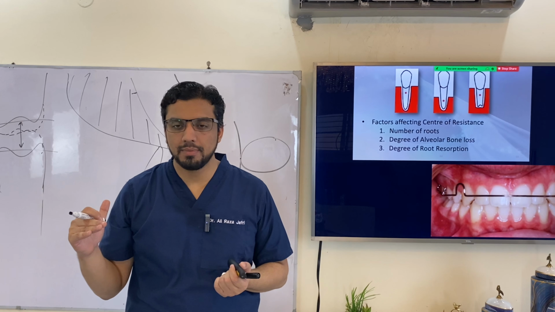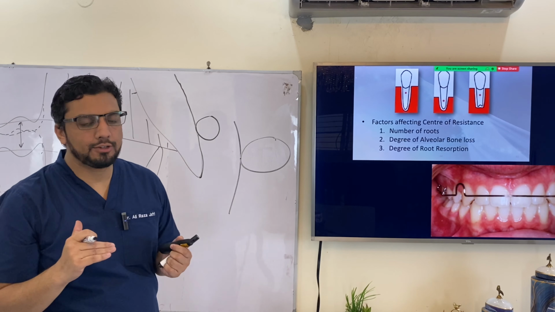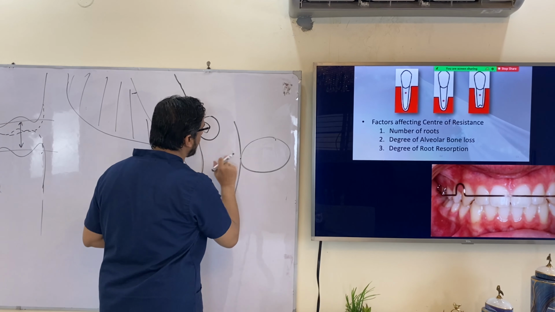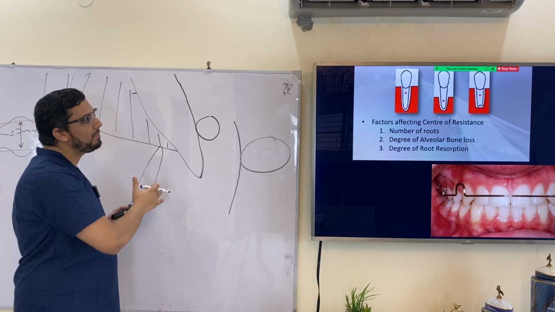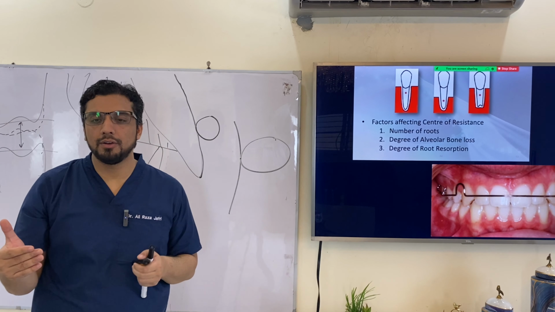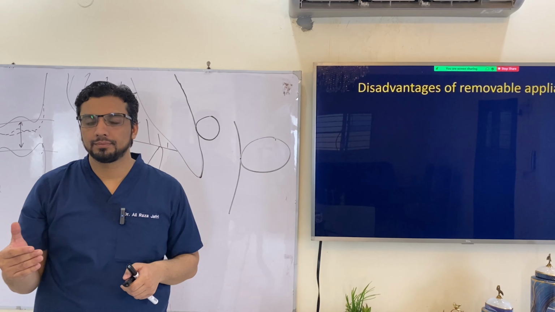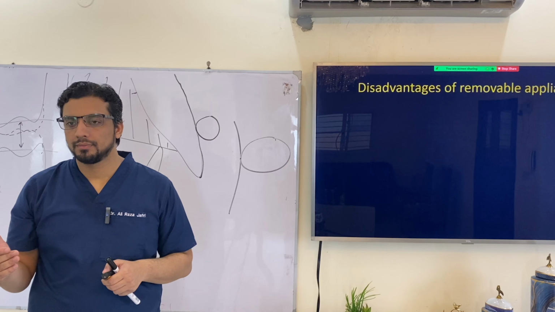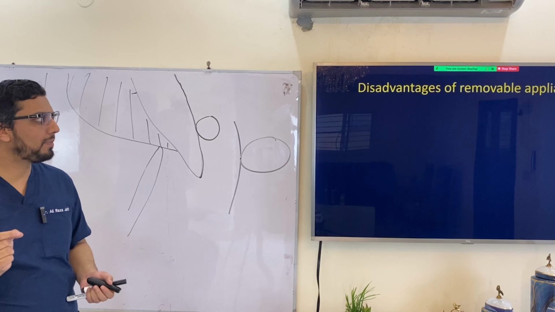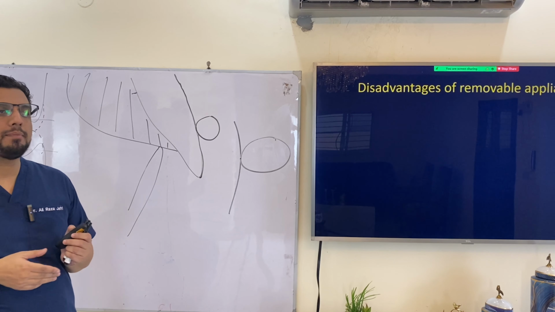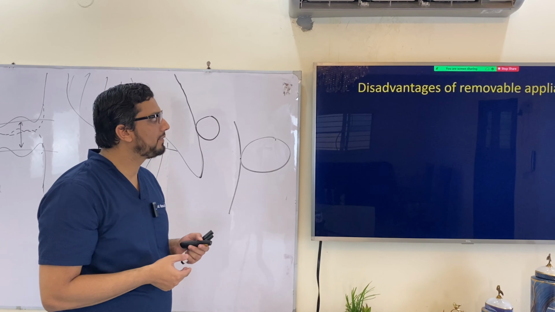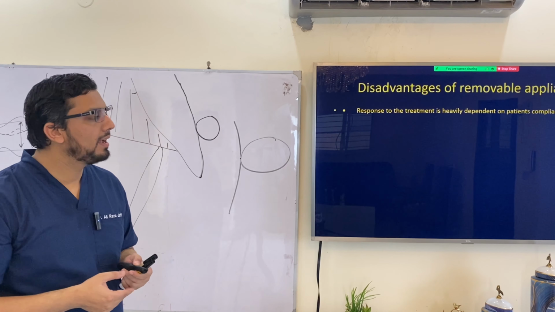Did you understand this? A single point of contact cannot produce a couple, it is just a single point force. That's why the labial bow, which is classically the active part of the removable appliances, can produce only a tipping kind of tooth movement. So now moving on, we discuss different disadvantages of the removable appliances.